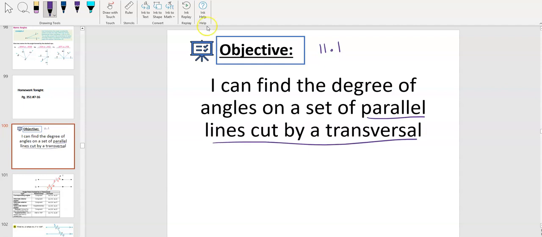All right, we're going to have a lot of vocabulary. So for your notes today, it's best if you have some colors that you can color code some lines. If you don't have colors, that's fine. You can use dots or stars or circles to help you connect the angles with each other.